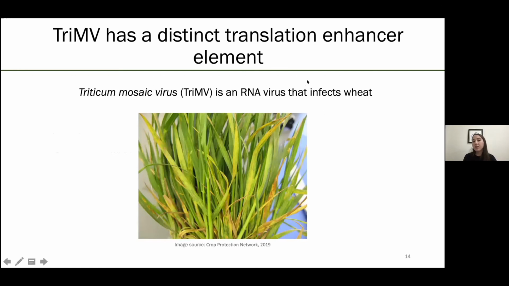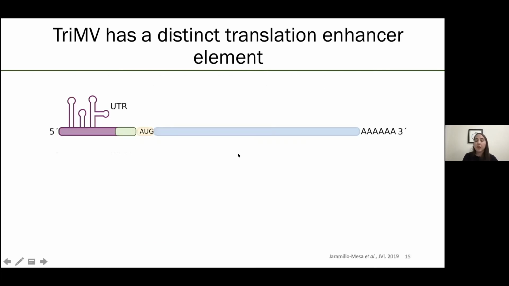So recently, we have characterized a distinct translation enhancer element in Triticum mosaic virus. This is an RNA virus that infects wheat. It causes these streaks that you see here in the wheat leaves. And what we were able to find is that Triticum has in its untranslated region an enhancer element that is around 30 nucleotides long, and that we think it recruits the ribosome directly by base pairing, so that is different from how the cell would do it, and that probably confers advantages to Triticum, as it would allow it to cluster the ribosomes and again favor viral translation, shutting down or reducing cellular translation.